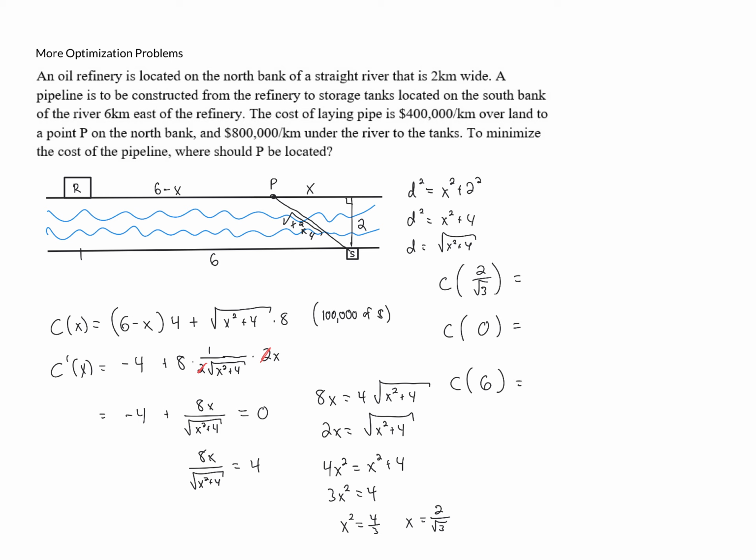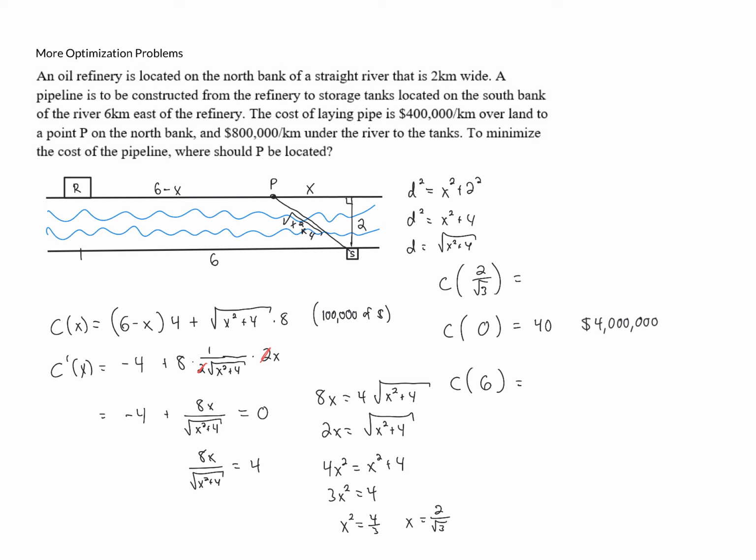If x is 0, then we've got 6 times 4 is 24. And here we've got 0 squared plus 4 is 4. The square root of 4 is 2, and 2 times 8 is 16. So we've got 24 plus 16, which is 40. And remember that this is in hundreds of thousands of dollars. So 40 times $100,000 is actually $4 million. So that is the cost if x is 0, which means the point where we cross the river is right across from these storage tanks.